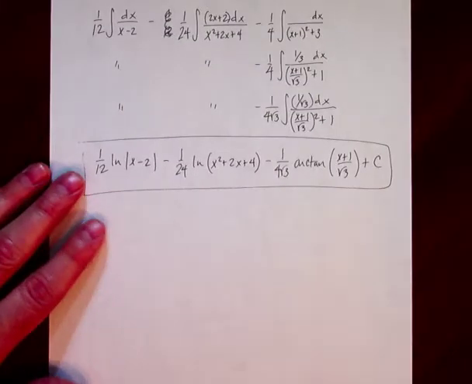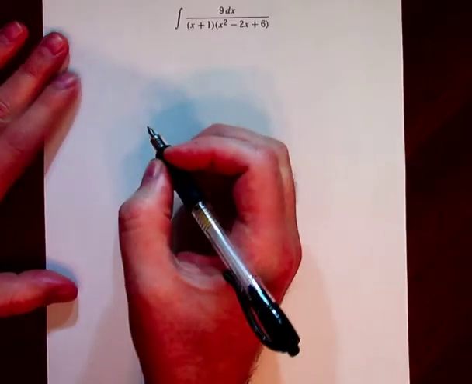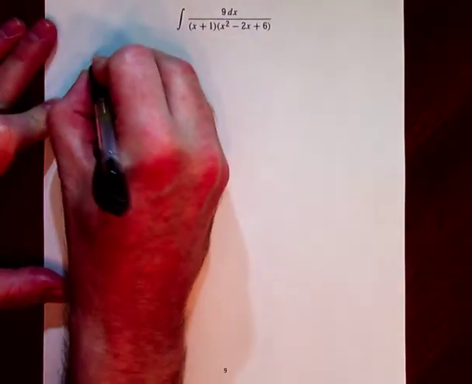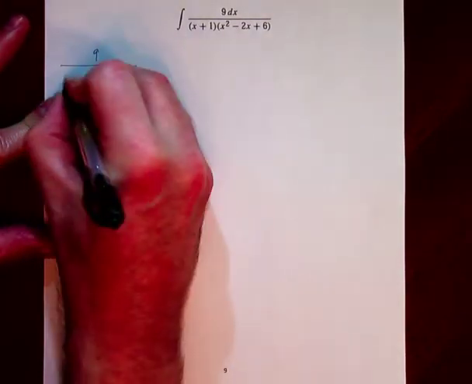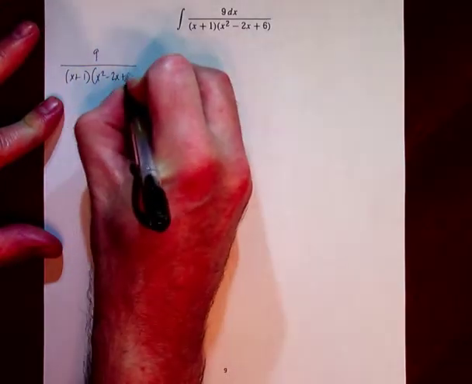Let's go ahead and do one last one on this video. Now this one has, again, it's another one of those ones with a linear and an irreducible quadratic. And so let's go ahead and set it up. So we have 9 over x plus 1 and x squared minus 2x plus 6.